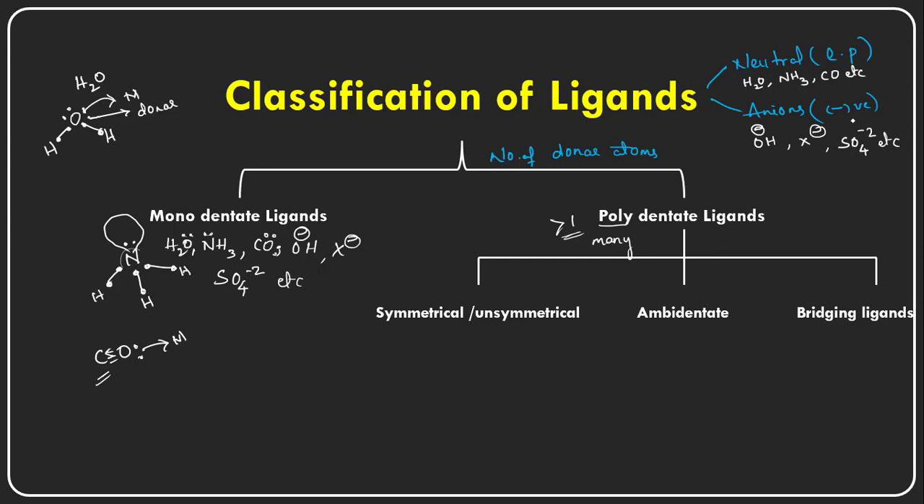And these polydentate ligands are further classified into three types, based on the symmetry. These are symmetrical and unsymmetrical ligands, and ambidentate ligands. This is one type of the ligands, and then bridging ligands. Let us discuss one by one about them. The first one is symmetrical ligands or unsymmetrical ligands.